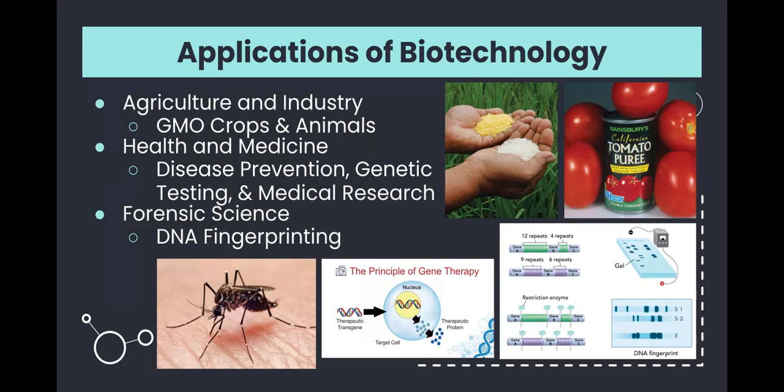Lastly, forensic science. We've been utilizing DNA fingerprinting for a while, where we have DNA that's found on a crime scene and we're able to match it to DNA when we're trying to convict or figure out what was going on with a crime scene.